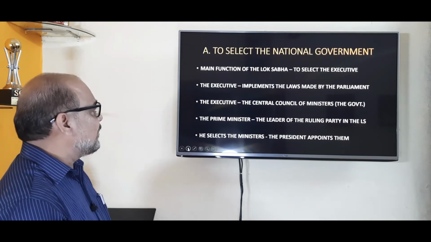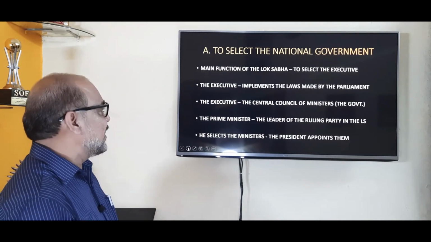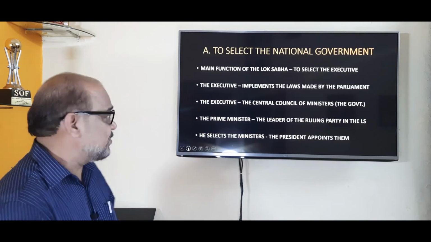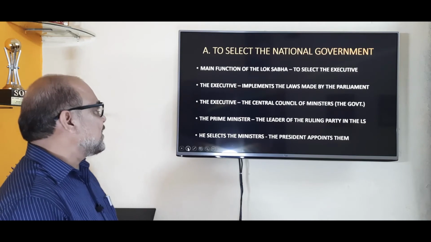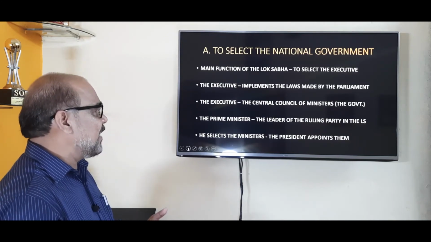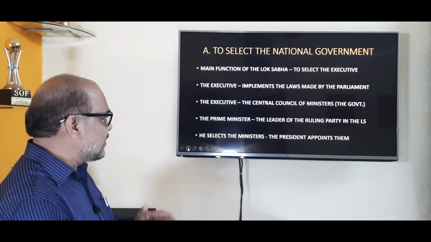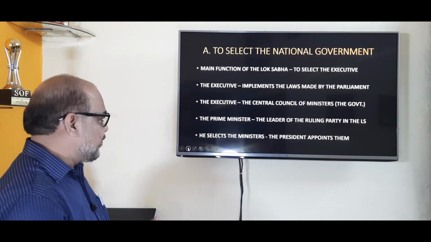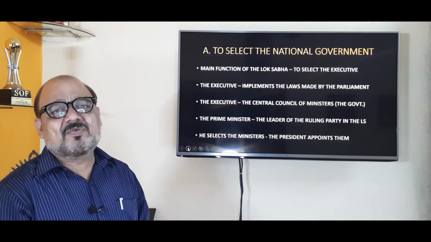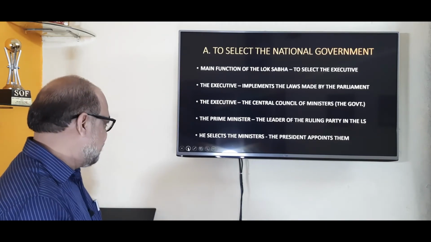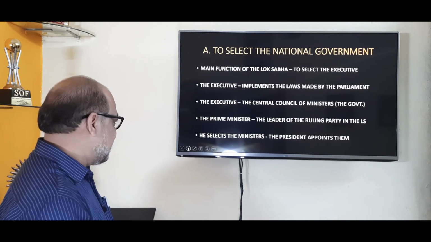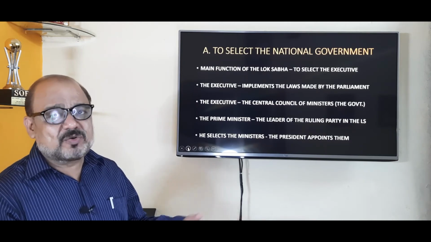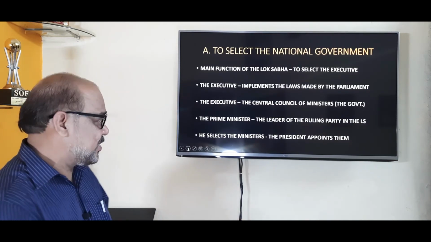Then the main function of the Lok Sabha is to select the executive. Executive means the Prime Minister and the Council of Ministers. Then the executive implements the laws made by the Parliament, and the executive, the Central Council of Ministers, that is the government of India. The Prime Minister is the leader of the ruling party in the Lok Sabha. The Prime Minister selects the ministers and the President appoints those ministers on their posts.